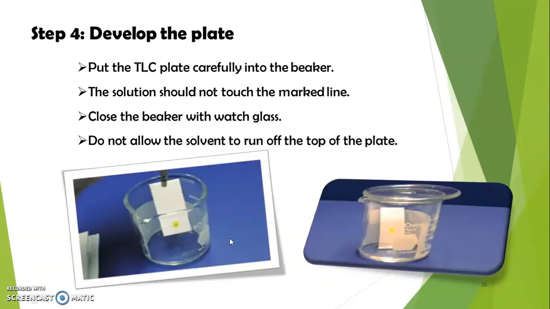Now, after spotting the TLC plate, we have to develop the plate in the saturated TLC chamber. As earlier, we prepared the TLC chamber using a beaker and watch glass. Put the TLC plate carefully into the beaker. The solvent should not touch the marked line. Close the beaker with the watch glass and do not allow the solvent to run to the top of the plate. Before it reaches the top of the plate, we have to take out the TLC plate and dry it.